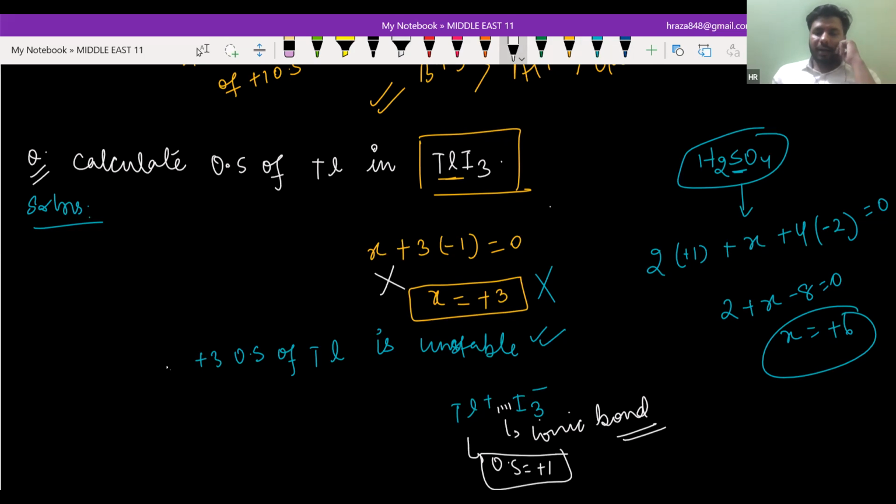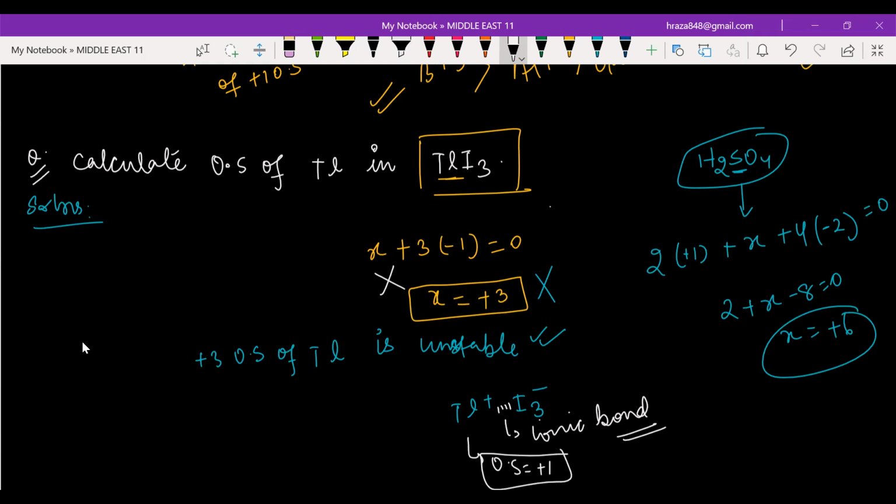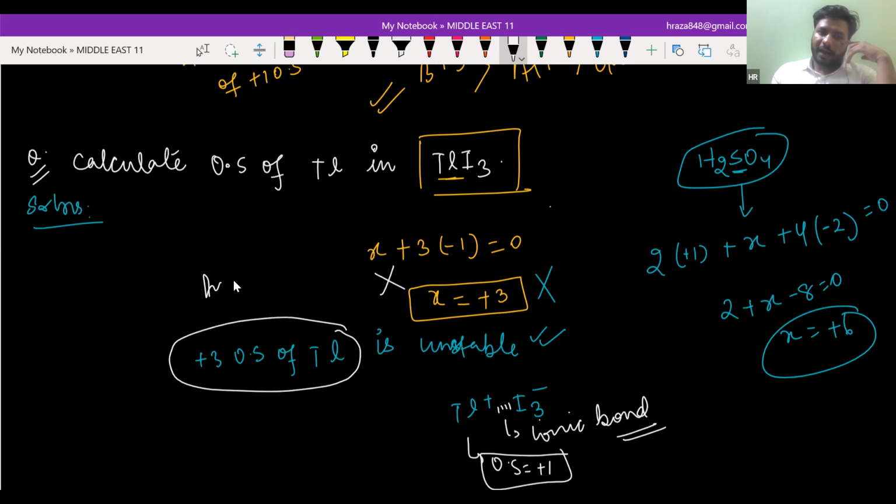Basically, I told you that down the group, +1 oxidation state is more stable, and +3 oxidation state is very less stable. Or you can say thallium in +3 oxidation state is highly unstable. If it is highly unstable, that means it will not exist in +3 oxidation state in normal condition. Is that clear, Krishna? Yes, sir.